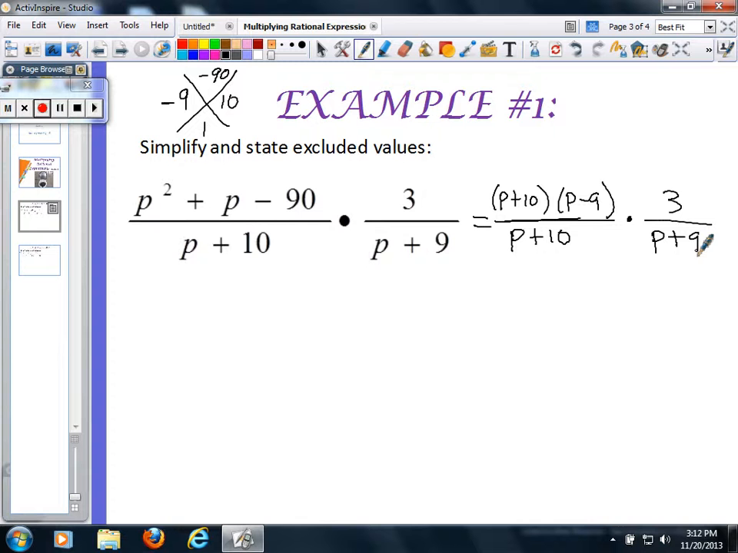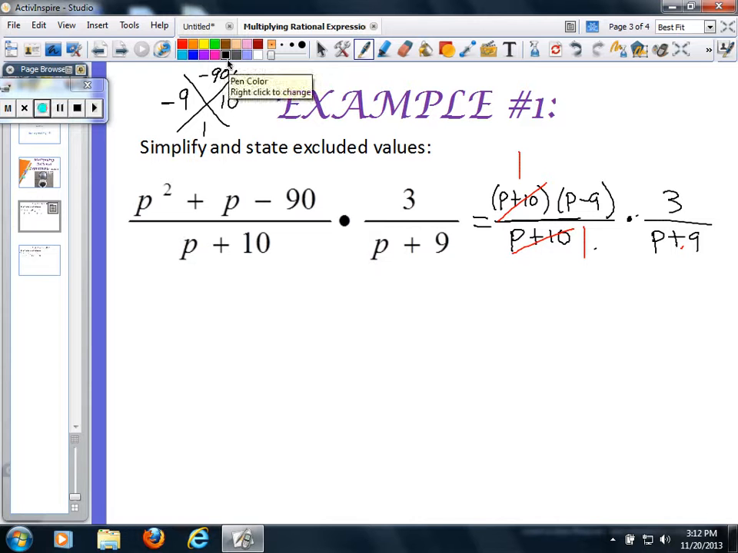So now that everything's factored, I can see if I can cancel. Now we can cancel top to bottom, but we can also cancel diagonally. Okay? So now let's check. I have p plus 10 and p plus 10. So these can cancel. This becomes a 1 and this becomes a 1. Here I have p minus 9 and this is p plus 9. So these do not cancel. Okay? And 3 doesn't cancel with this.